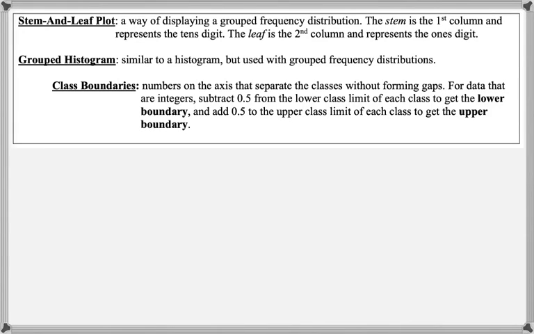Next, we are looking at the stem and leaf plot. This is a way of displaying a grouped frequency distribution. The stem is the first column and represents the tens digit. The leaf is the second column and represents the ones digit.